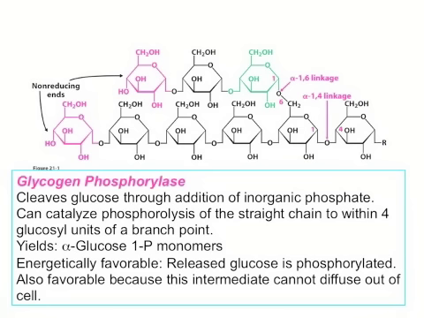This enzyme can catalyze phosphorolysis of the straight chains to within 4 glucosyl units of a branch point. Once it gets too close to a branch point, it can't function any longer because it just doesn't have enough room to function. This enzyme yields alpha-glucose 1-phosphate monomers. Now, this is an energetically favorable reaction because the released glucose is already phosphorylated. It's also favorable because this intermediate cannot diffuse out of the cell. Once you've made this phosphorylated glucose, you're not going to lose it. You're not going to lose it to the bloodstream if you're a muscle, for instance.